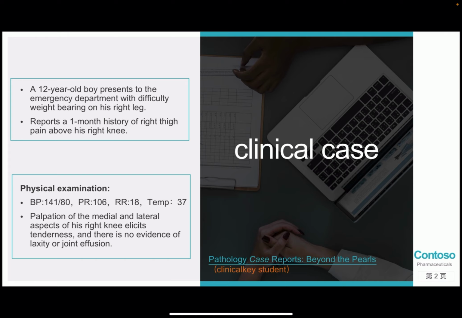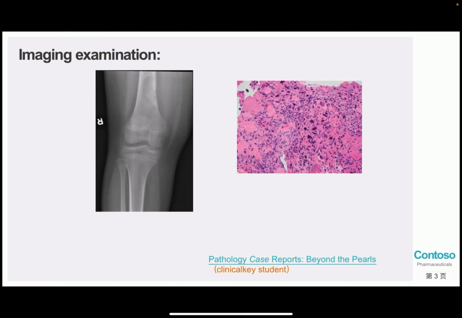Physical examination: palpation of the medial and lateral aspect of his right knee elicits mild tenderness, and there is no evidence of laxity or joint effusion. Here is the imaging examination.